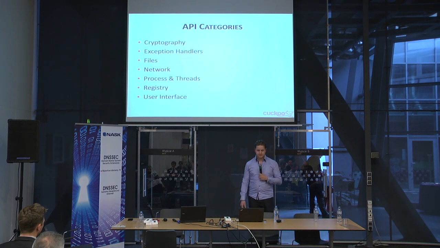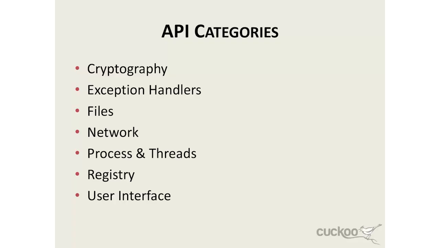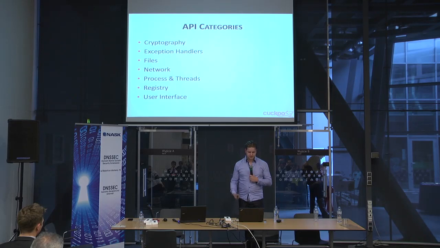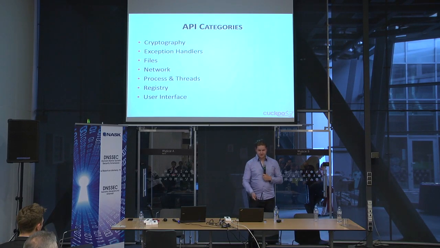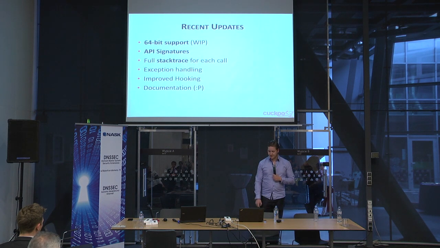For example, cryptography, exception handlers, files, network functions, stuff related to processes and threads, registry, user interface. So if malware looks for the window from Explorer or something, you can see this by FindWindow, Explorer or something, and it will get the user interface category.